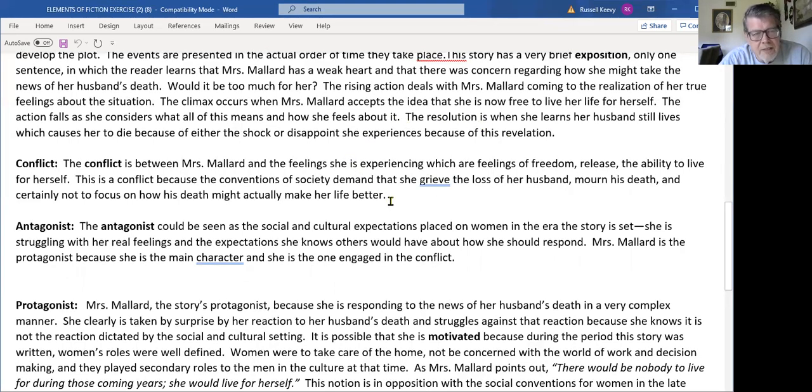So the conflict is not really between Mrs. Millard and Brantley Millard. It's really not between her and her family. It's really that she's experiencing these feelings that she knows, I probably shouldn't be feeling this way, but she can't help it. Conventions of society, I mean, she's not going to walk downstairs and say, hey, family, guess what? Brantley's dead. New game going on here. She's not going to do that because she knows she shouldn't, even though she's actually feeling this way. And she's not really thrilled about it. She's just saying, oh, here's a new set of possibilities.